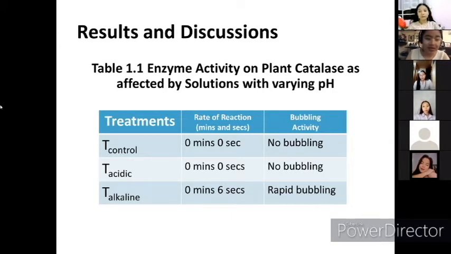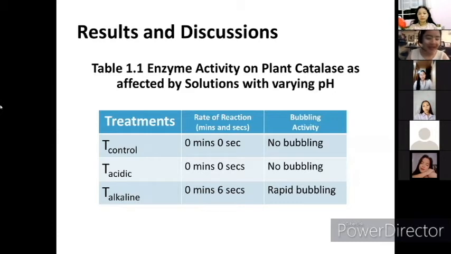it supports that Stern et al. and Gardner found that enzyme or protein molecules easily become inactive or lose their functionality. So T acidic is the plant enzyme in acidic solution, which did not produce any enzyme activity and bubbling activity, and it supports Gardner and Stern 2006 that acidity makes the enzyme inactive and unable to catalyze.